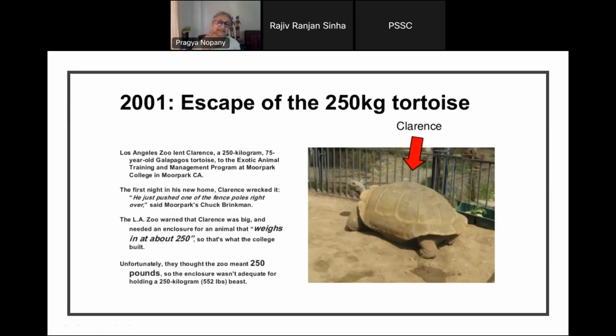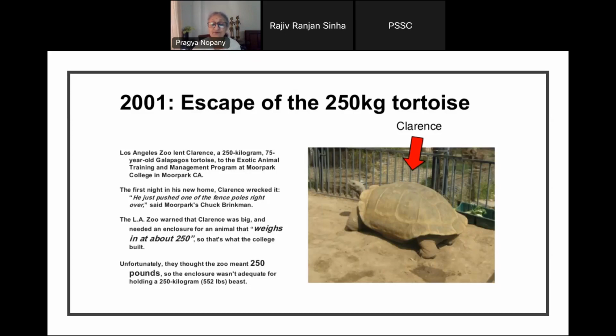Now look at this real life incident. This is a tortoise named Clarence. Now he was in the US. He was lent by Los Angeles Zoo to the exotic animal training and management program at Moorpark College in Moorpark, California. So when he went to his new home, Clarence wrecked it. He damaged the whole home. He just pushed one of the fence poles right over and walked out of his cage. And how did this happen? How could it be that his cage was not right to hold him?